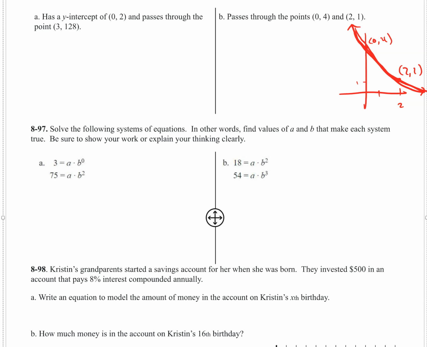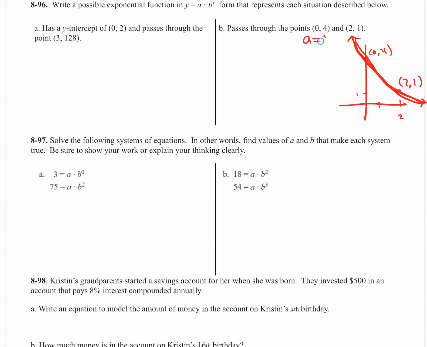All right, now I say that the a value is 4 because look, the y-intercept is 4. So right away we know a is 4. So we can write y equals 4 times b raised to the power x. Then we look at our x and y coordinates here, 2 and 1. Let's plug in 2 for x and 1 for y. So that's going to be 1 equals, y becomes 1, 4 times b raised to the power, and then x is going to be 2. So it's going to be b to the power 2.